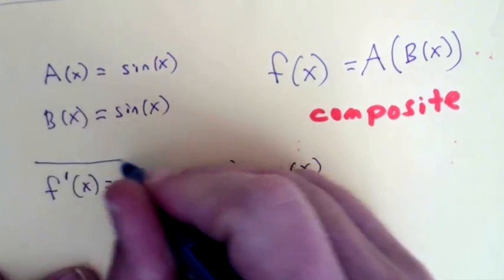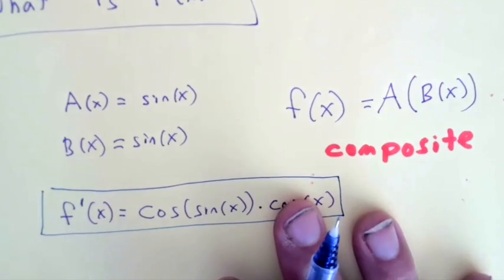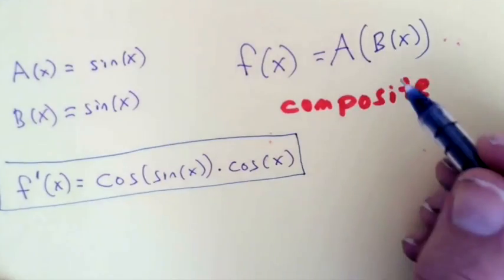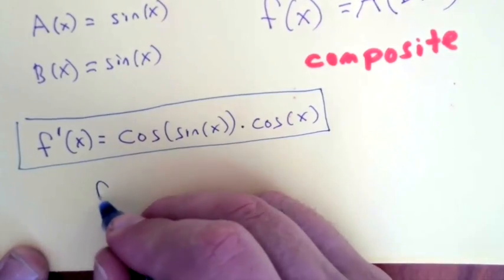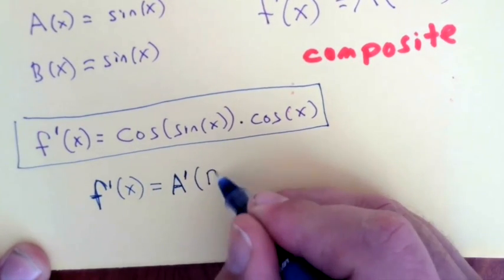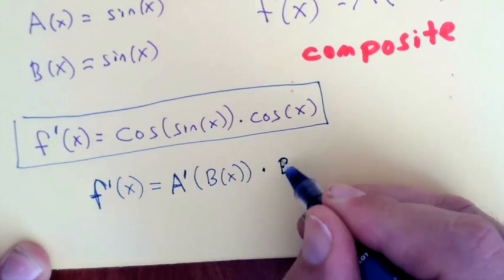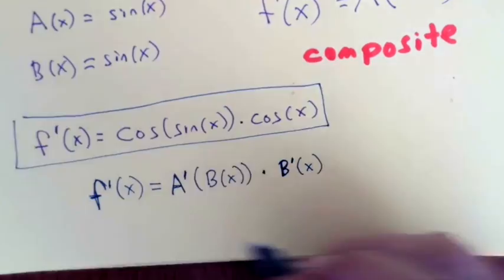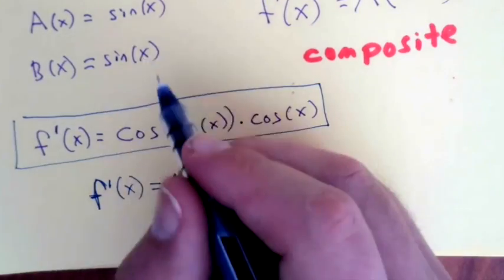So instead, let's think about how we would break this up. The pattern, if we're using f, a, and b as our placeholder variables, is that we have f of x equals a of b of x. So f prime of x would be equal to a prime of b of x times b prime of x. And we can figure out these pieces from the a and the b.